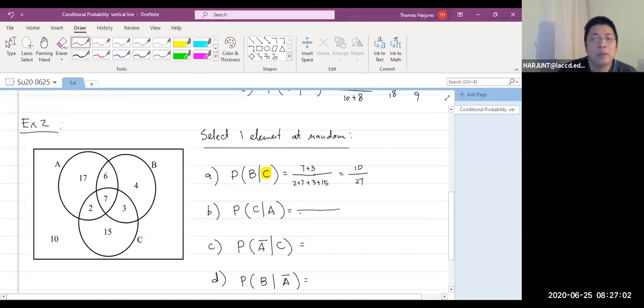How many elements in A? 17 plus 6 plus 7 plus 2. Is it 32? It's 32. And then of those in A, how many elements are also in C? That's 2 plus 7. So there are 9 out of 32.